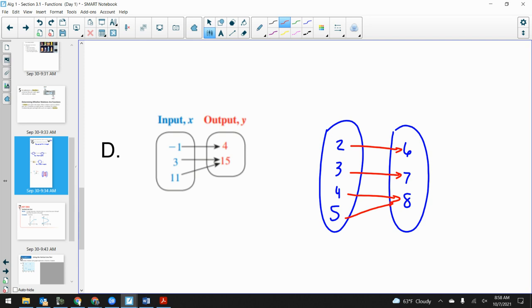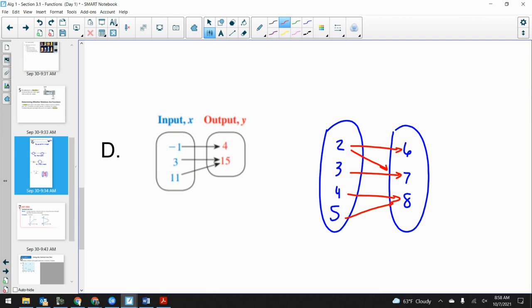You know what would make it not a function anymore? Is if I did this. If I added in another arrow from 2, not a function anymore. Because then I would say, okay, what's my output if my input is 2? Well, there's 2 possible answers to that question.